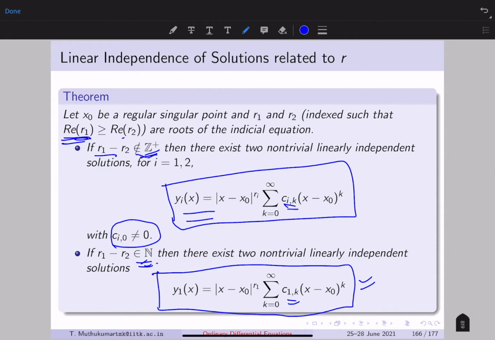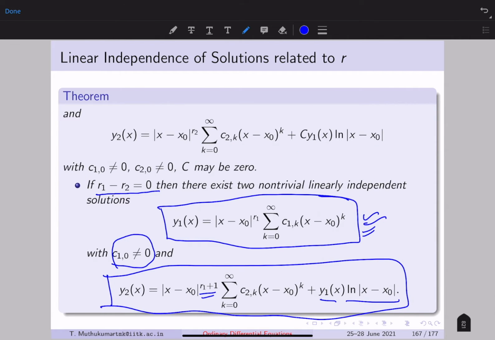So something like the reduction of order technique which we have used before, where we said that if you know one solution, you can always find a linearly independent solution corresponding to that, right? Something like that can be employed here, because one solution you will find, corresponding to R1, the largest R, and the other solution can be found by the reduction of order technique, right? So that's the summary of this theorem.